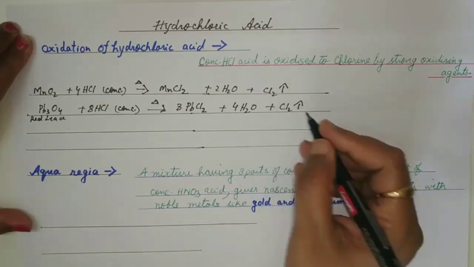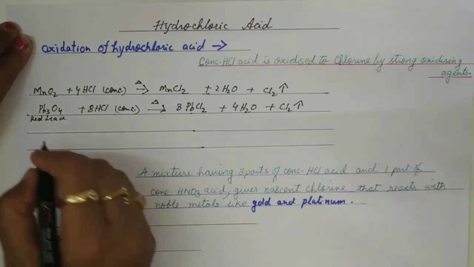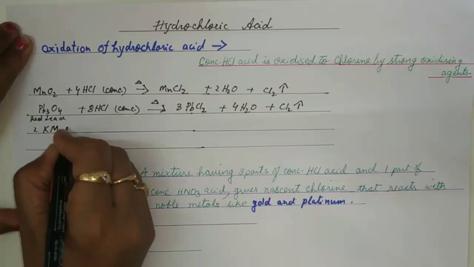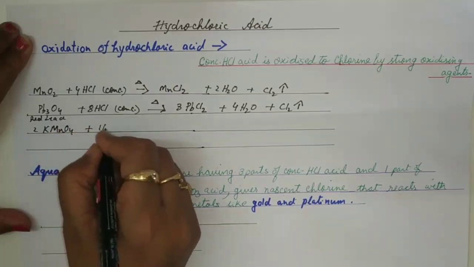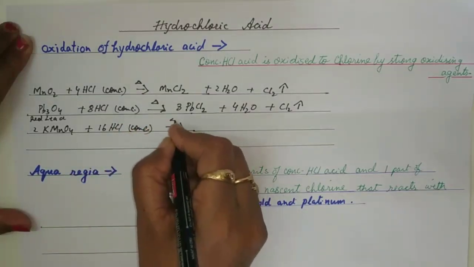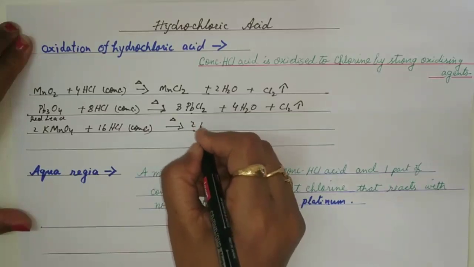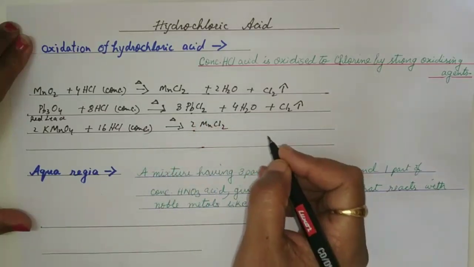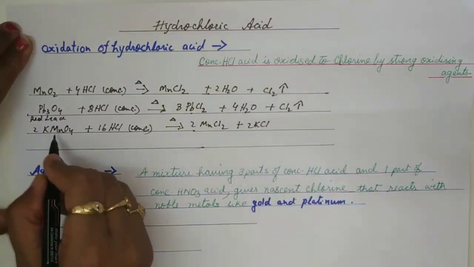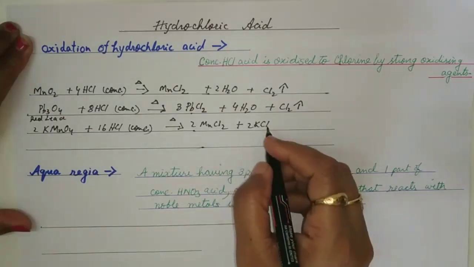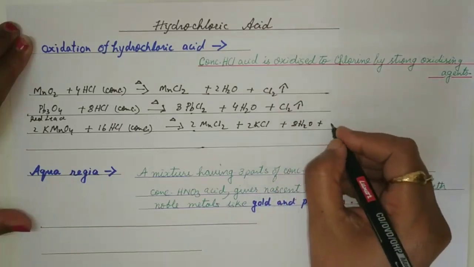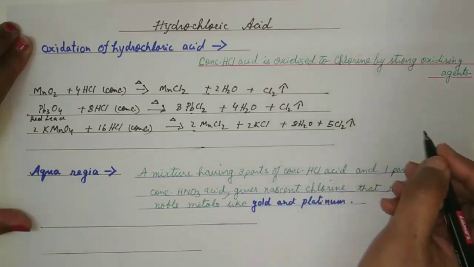colored gas. You can try with potassium permanganate, KMnO4, plus again conc HCl, reacted with little heat, will give you manganese chloride and potassium chloride. There are two metals here, potassium and manganese. So two salts, manganese chloride, potassium chloride, water and chlorine gas.